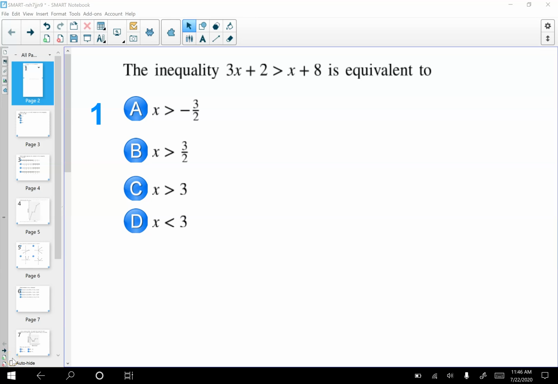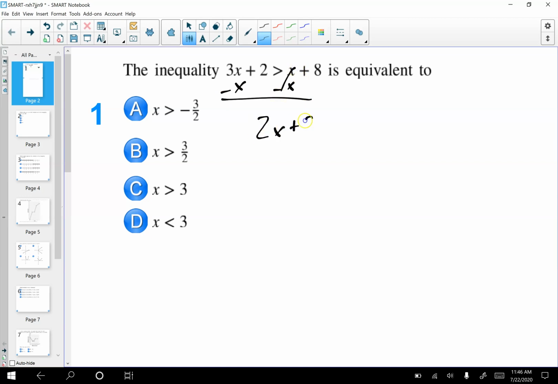For the first question on the midterm review, we want to solve this inequality. So we've got x's and numbers on both sides. So I'm going to start by getting my pen to work. And then after I do that, I'll start by subtracting x on both sides. That's going to give me 2x plus 2 is greater than 8.